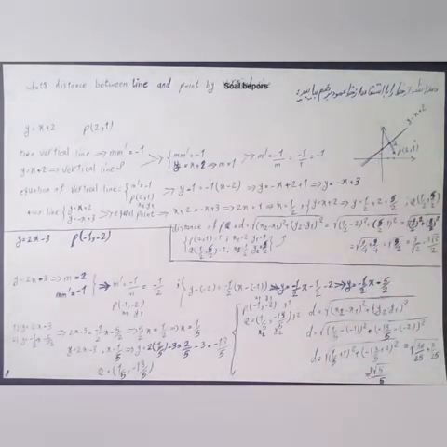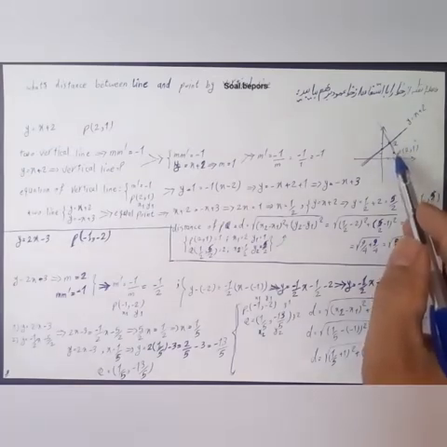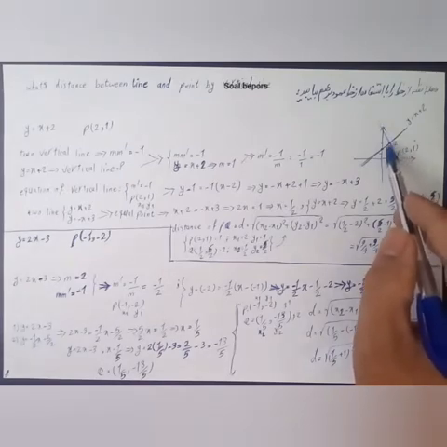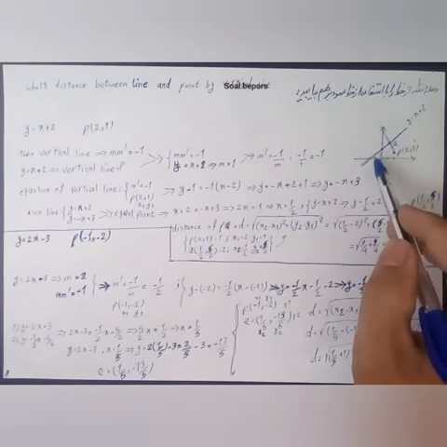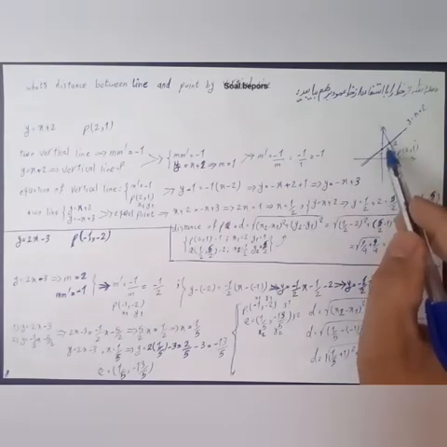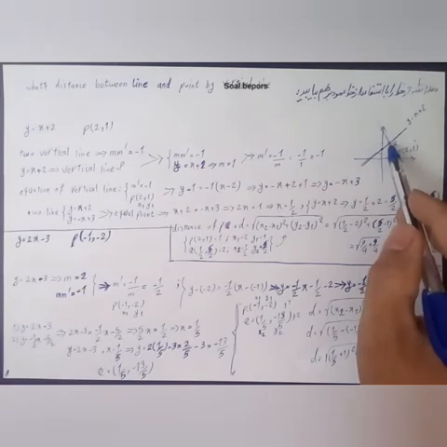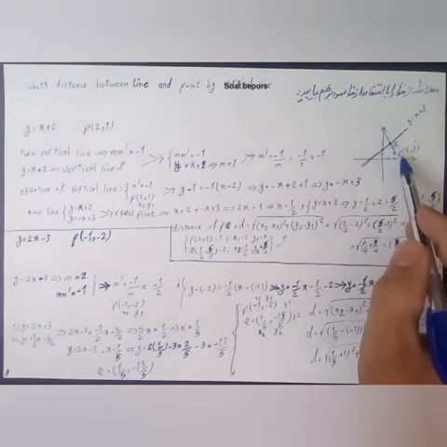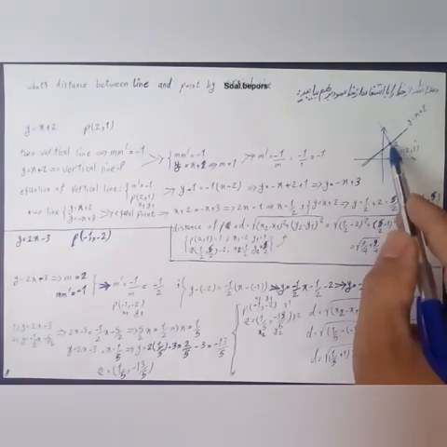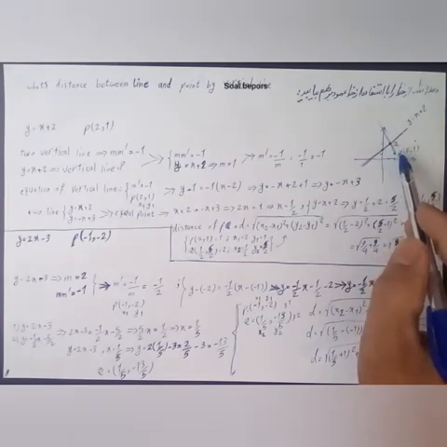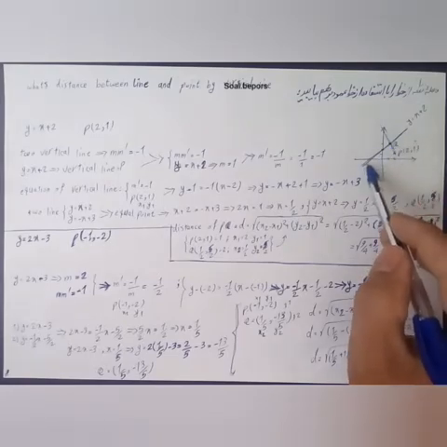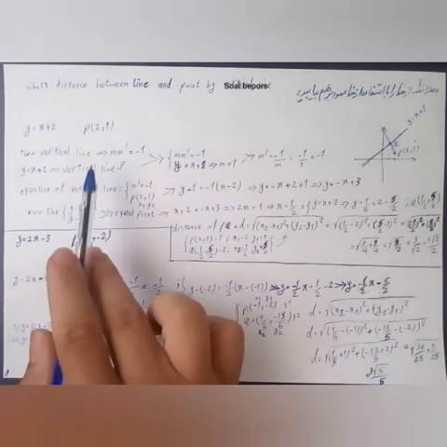So when we draw a perpendicular line, the line of f(x) crosses it in one point. We find that point, and then we get the distance between point P and the crossing point, that is Q. The distance between P and Q is the distance between P and line f(x).